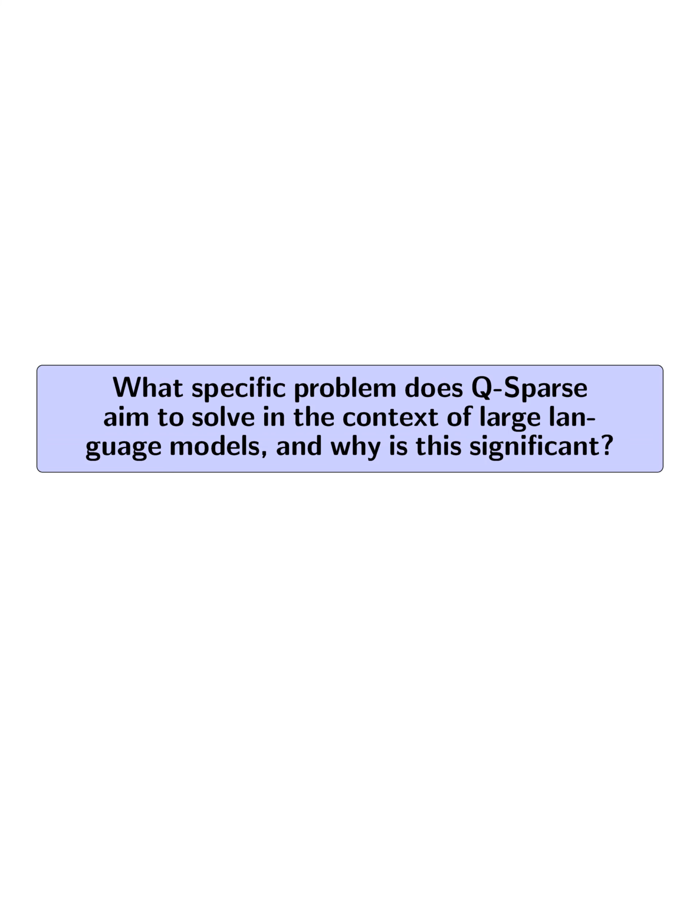What specific problem does Q-Sparse aim to solve in the context of large language models, and why is this significant?